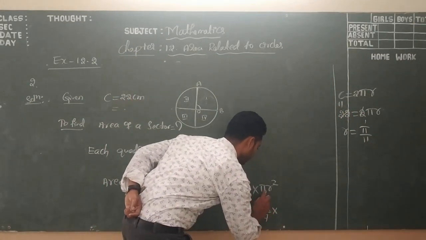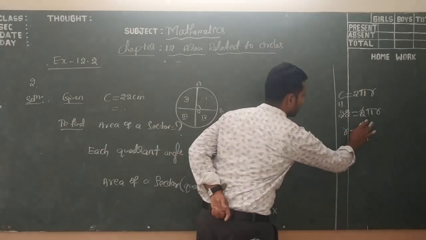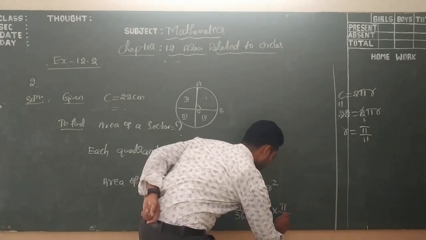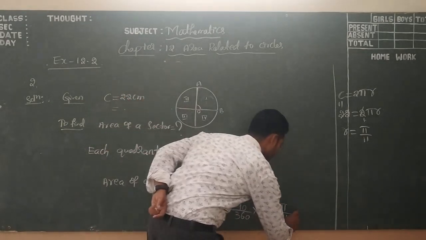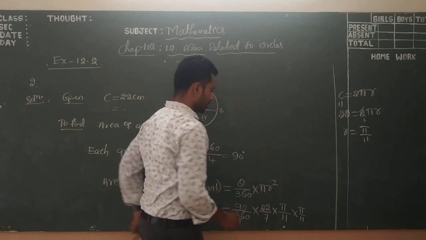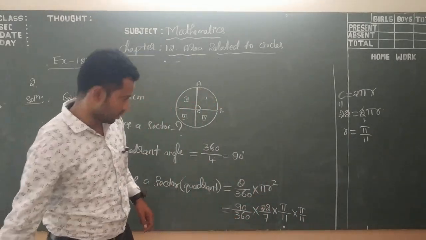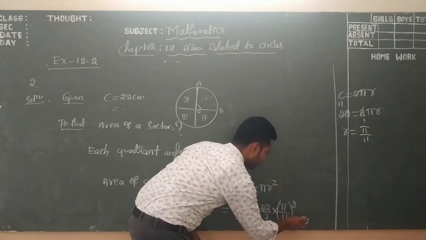In place of the radius r, you write pi by 11, into pi by 11, because it is r square. Or else you write pi by 11 whole square.